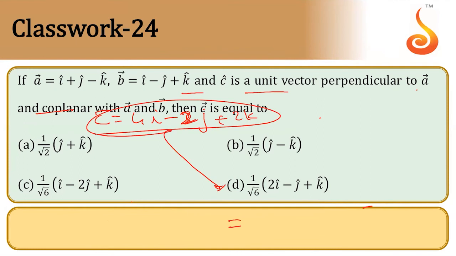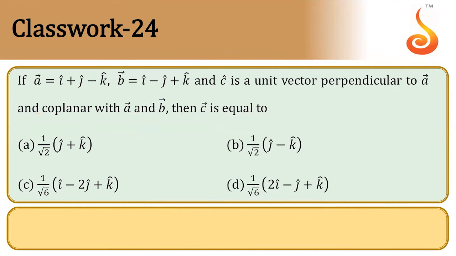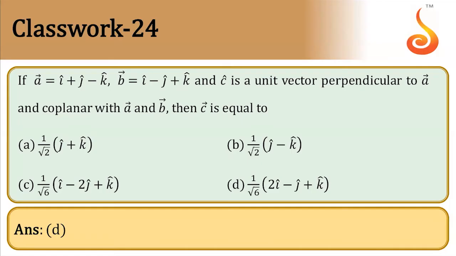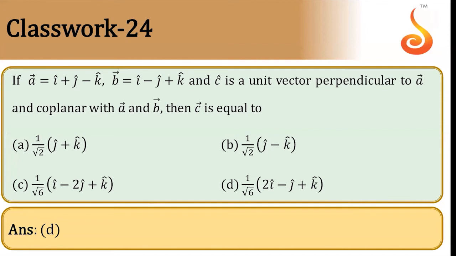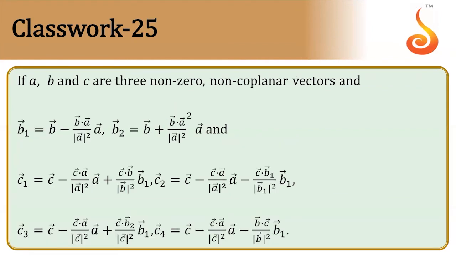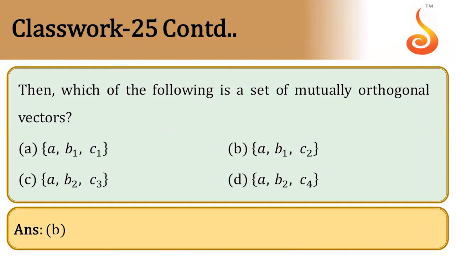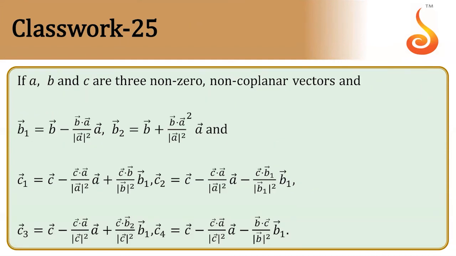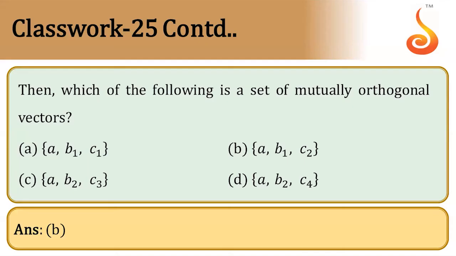Okay. Next question. It's a very good question. This one is a verification. A, B, C are three non-zero non-coplanar vectors. A1, B1, B2, C1, C2, C3, C4 are given. So many vectors are given. What are they asking? Which of the following sets are mutually orthogonal, perpendicular vectors? Look at the options here: A, B1, C1; A, B1, C2; A, B2, C3; A, B2, C3, C4.